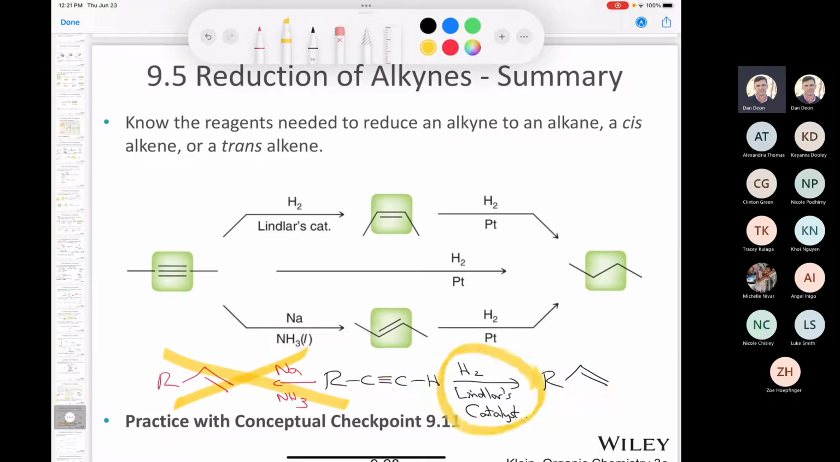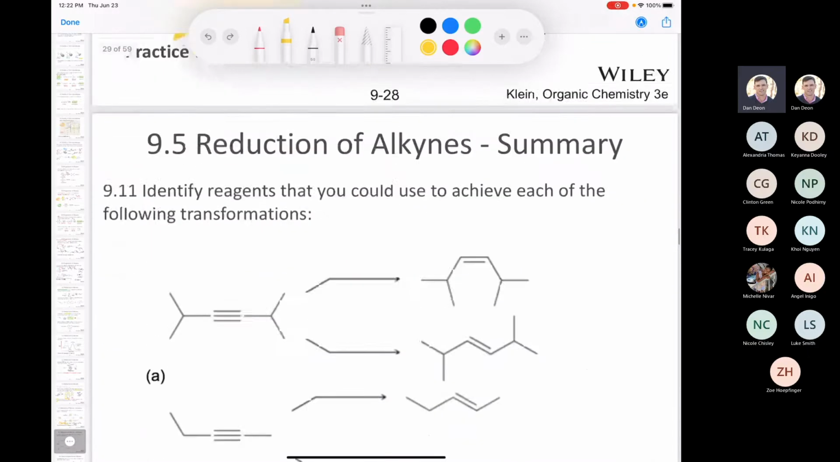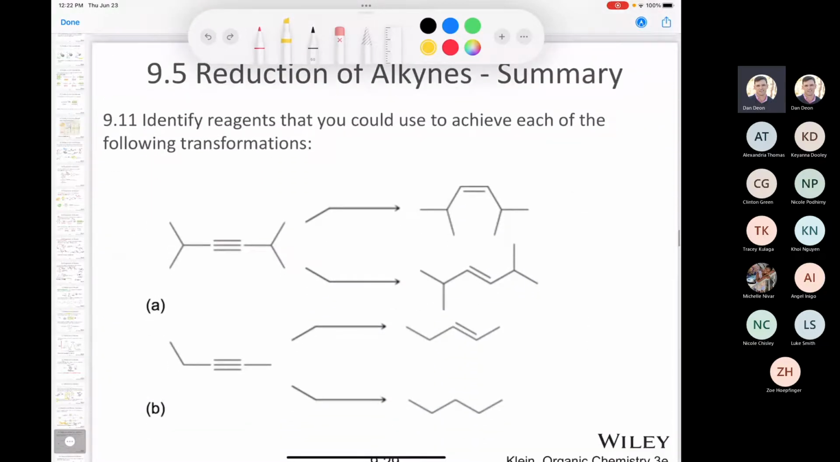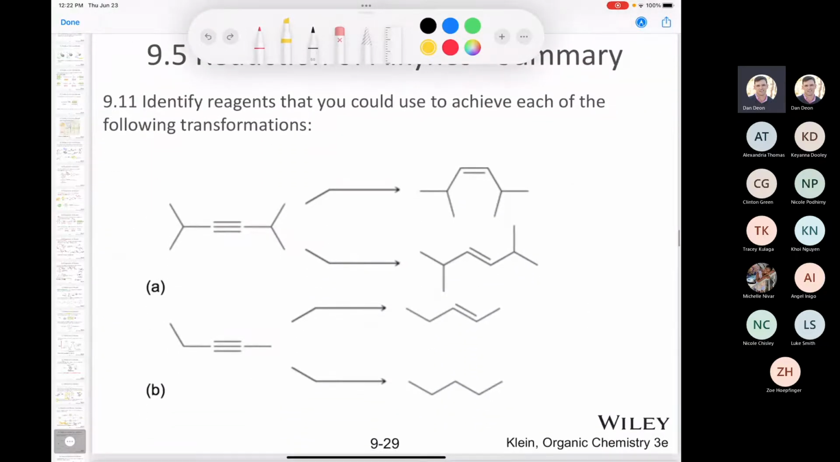You can only use hydrogenation conditions with a poison catalyst. Cool, and that is actually mentioned in the textbook, so it's something I expect you to be fully aware of. All right, now that we've talked about the reduction of alkynes, let's try some practice problems here, and I'll show you a little mnemonic that my students devised a few years ago.